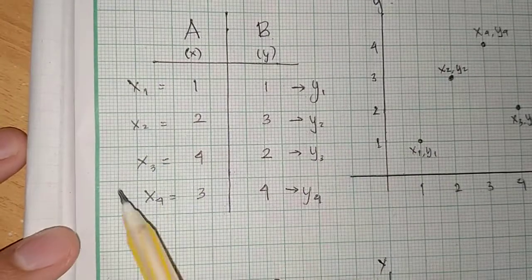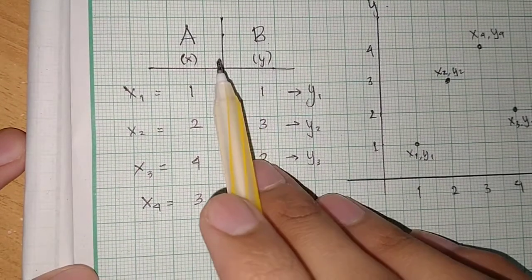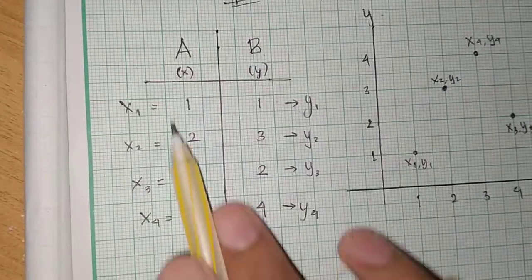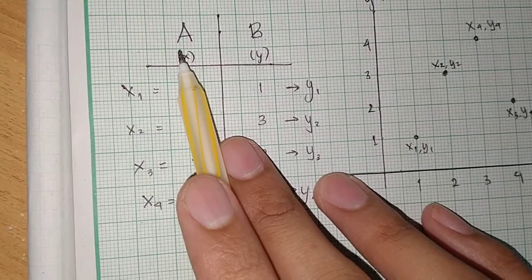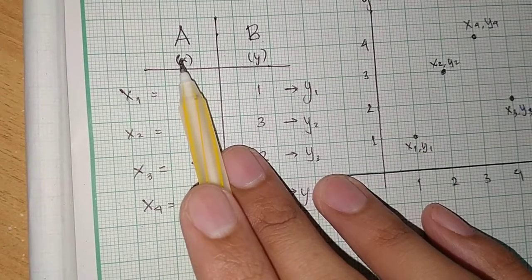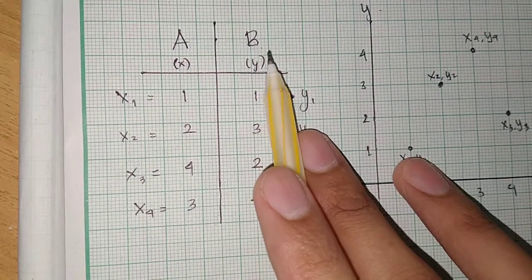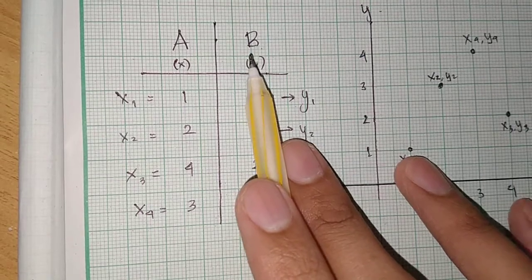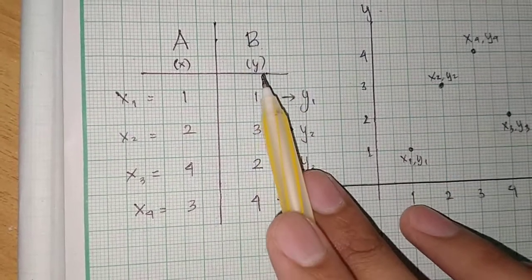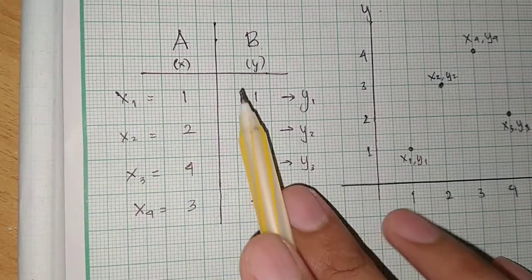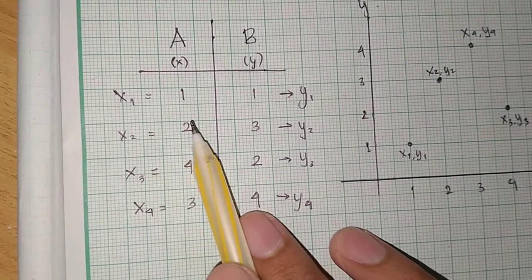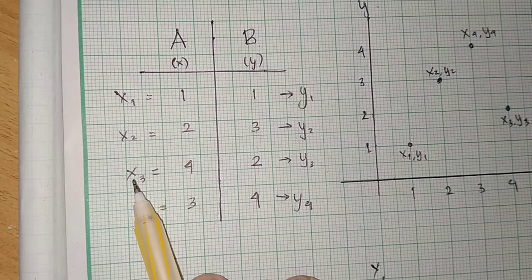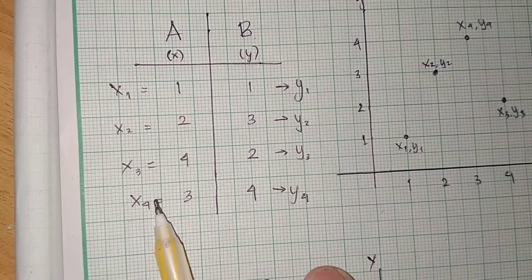Okay, so take a look at this table. We have two data, the A data and the B data. The A data in this column is the X, which will be on the X axis. And then the B data can be considered as the Y value, and we are going to write all the B data on the Y axis. We have four data: 1, 2, 4, and 3. This is x1 equals 1, x2 equals 2, x3 equals 4, and x4 equals 3.